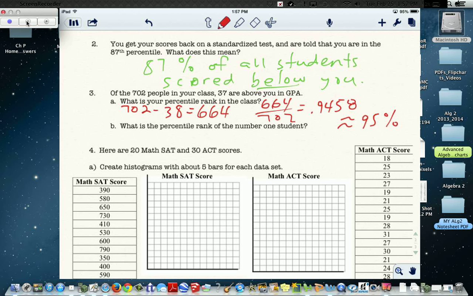Probably to be most accurate, we should say 94th percentile, because really if you say you're in the 95th percentile, there aren't that many people under there. So this is really the better answer.